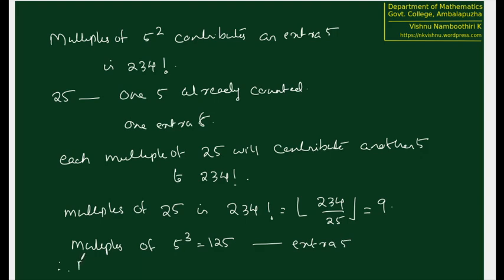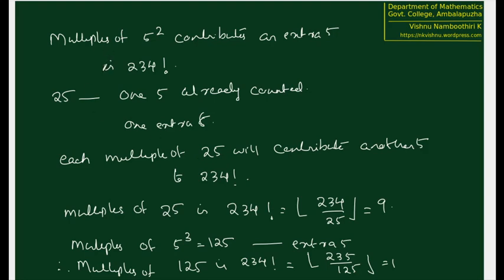So multiples of 125 in 234 factorial, that is easy to compute because there is only one 125 multiple, which is 125 itself, therefore this is 1. The next power of 5 is 5 to the power 4, that is going to be above 234, therefore we need not consider that.